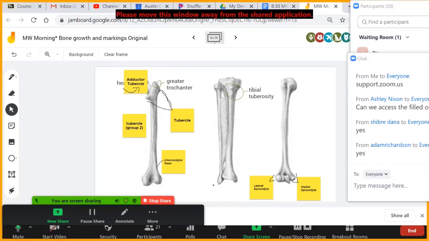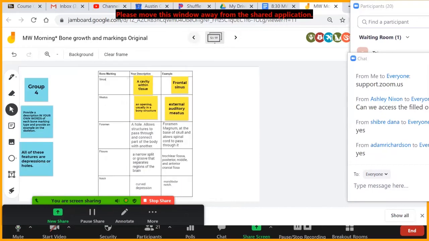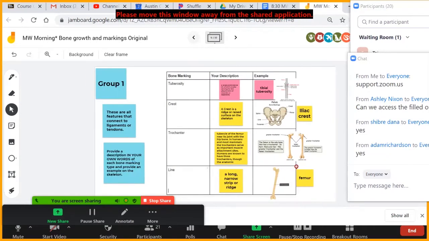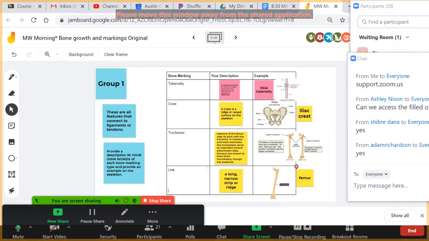So that's a trochanter up there. And there's two of them. There's a greater and a lesser, and you only see them on the femur. Okay. So that one's kind of rare because most of these you can find on multiple bones, but that one, femur only. Next, we have a line.